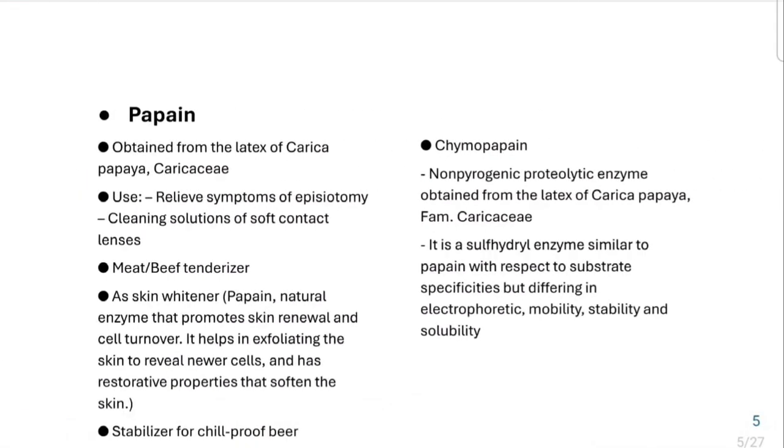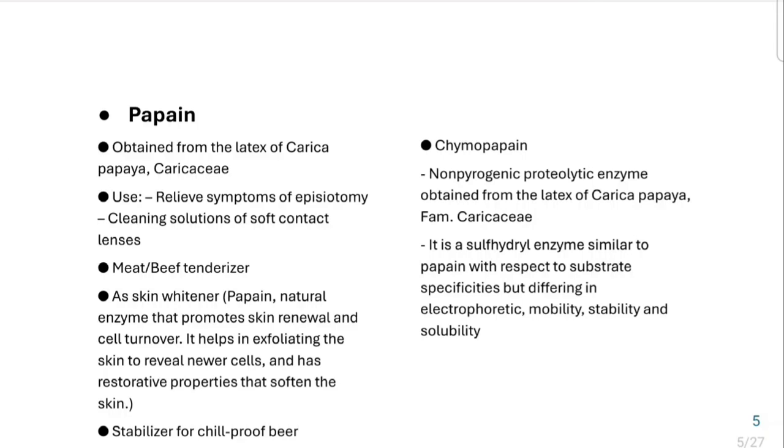Next, we have papain, which is obtained from Carica papaya, family Caricaceae. Usually, it is used to relieve symptoms of episiotomy and as a cleaning solution for contact lenses. It really helps also as a meat and beef tenderizer. It softens the meat because it digests some protein in the meat in order for it to be tender. It is also used as a skin whitener.